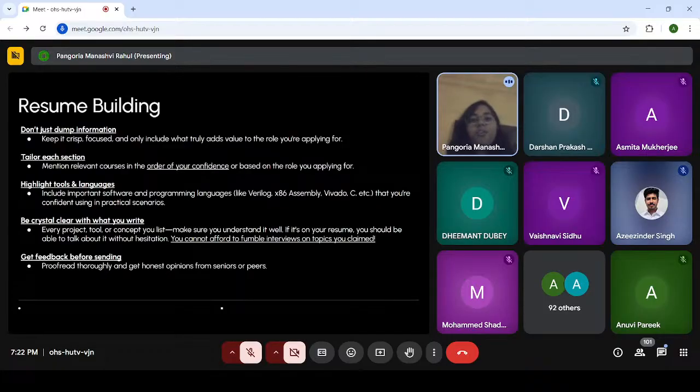But make sure you don't add something that you are not confident enough about. Yeah, just written for the sake of writing. Because you have to be confident in whatever you have written.